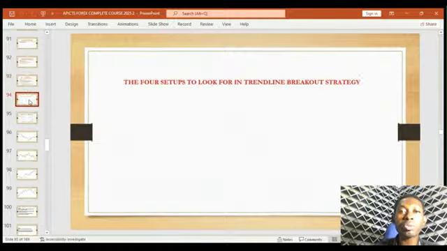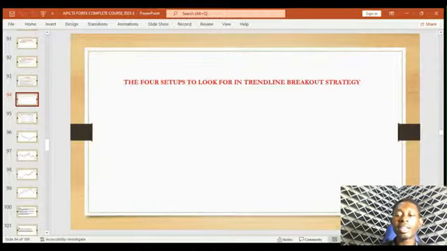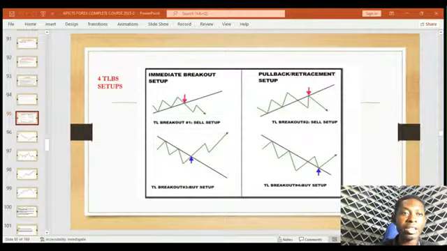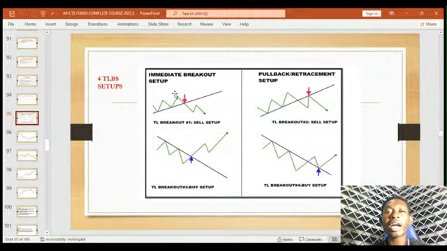There are 4 setups you look for in trend line breakout strategy. Here are the 4 strategies. These are the patterns that you look for in trend line breakout strategies. So let's get there. We have immediate breakouts.